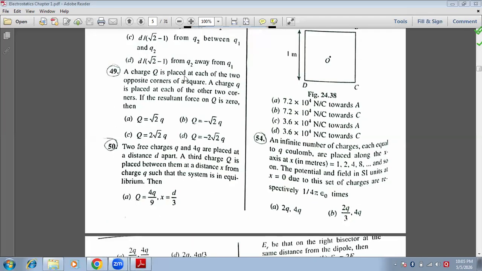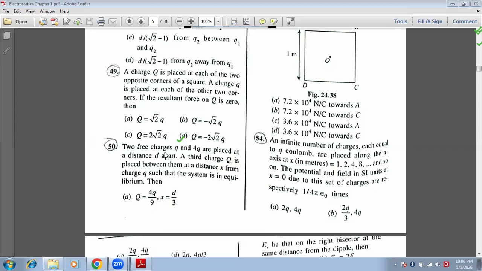A charge Q is placed at each of the two opposite corners of a square. A charge small q is placed at each of the other two corners. If the resultant force on capital Q is 0, then: option A, capital Q equal to root 2 small q; option B, capital Q equal to minus root 2 small q; option C, capital Q equal to 2 root 2 small q; option D, capital Q equal to minus 2 root 2 small q. Correct answer, option D, capital Q equal to minus 2 root 2 small q.